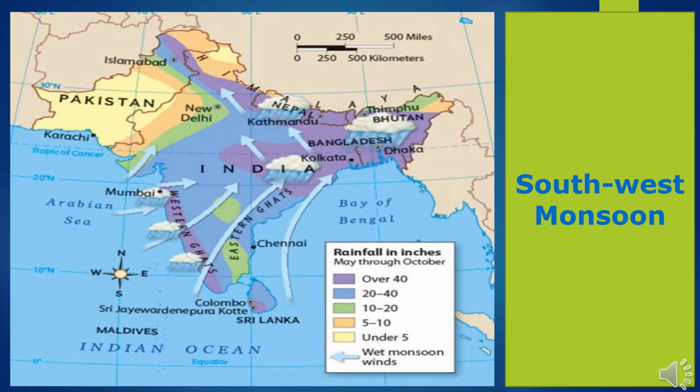Here we have shown the Indian map in which we have shown the movement of wind direction during southwest monsoons. Here it is clearly visible that the wind directions are moving from the Arabian Sea and Bay of Bengal towards north directions.